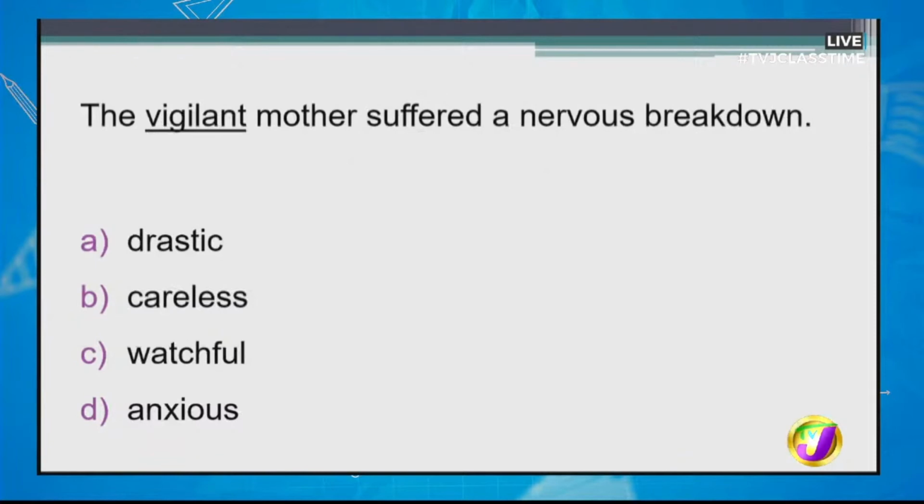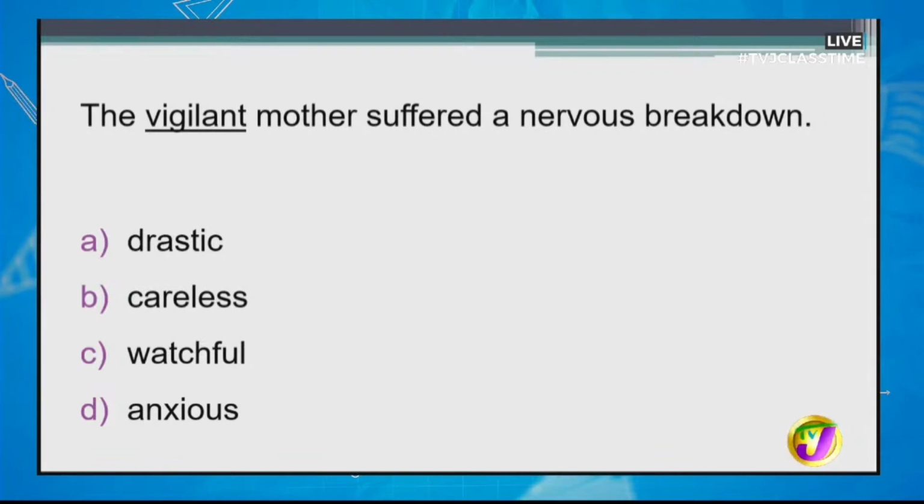Our next sentence. The vigilant mother suffered a nervous breakdown. And I hope you are not causing your parents to feel this way. The vigilant mother suffered a nervous breakdown. We're looking at vigilant. Is the opposite of vigilant drastic? Is the opposite careless, watchful, anxious? She is vigilant. Therefore, if she's not vigilant, what is she? What is she? And again, the possible answers to the meaning of vigilant are there.